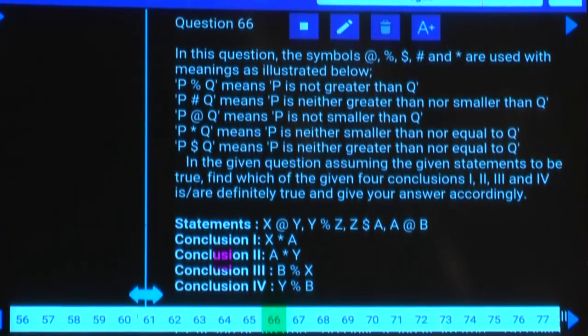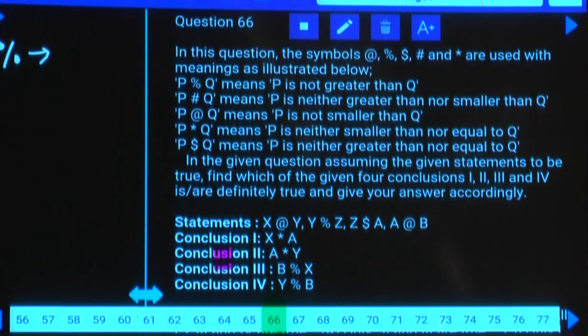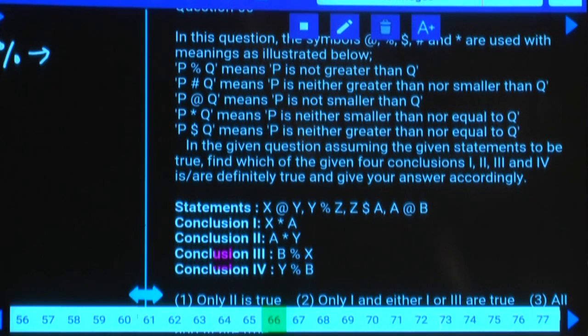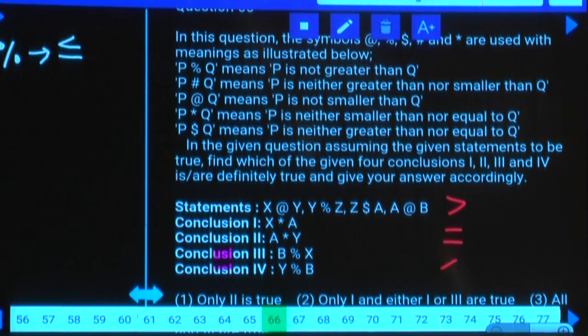First, in this one, the meanings of the symbols were given. Now this percentage stands for not greater than. That means it cannot be greater than, hence it must be either lesser than or equals to. Broadly we have only 3 symbols: either greater than, equals to, or lesser than. Out of which this percentage stands for not greater than, means it cannot be this one, and the leftover will be lesser than or equals to.